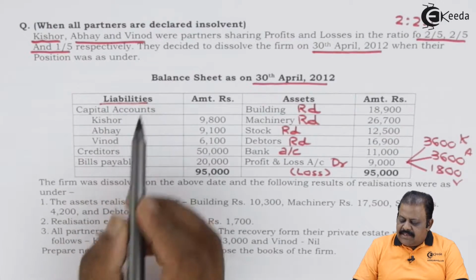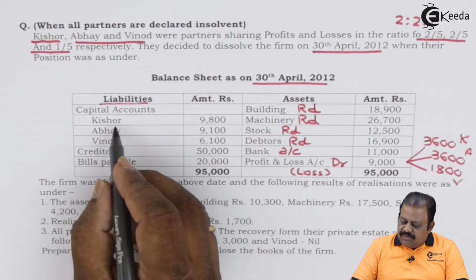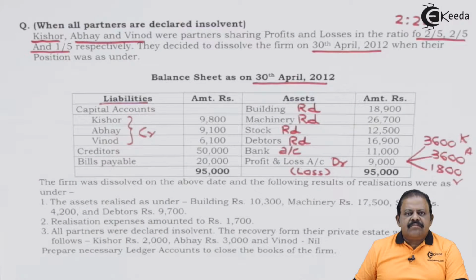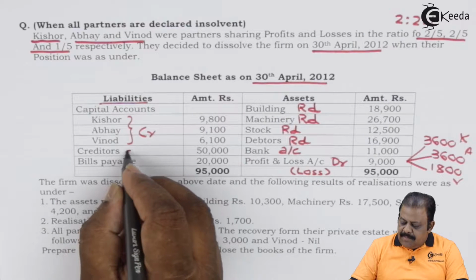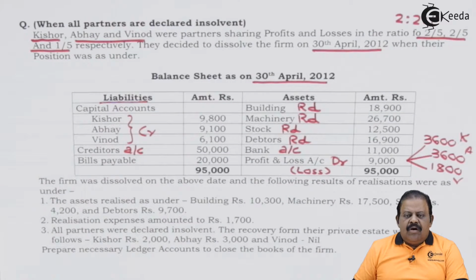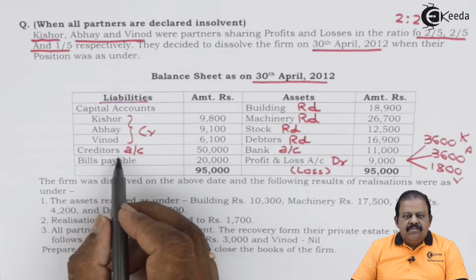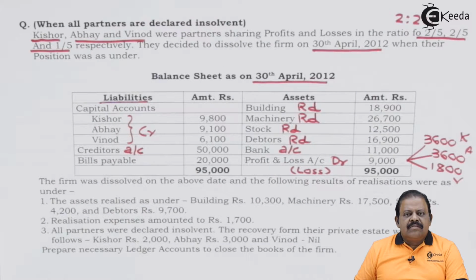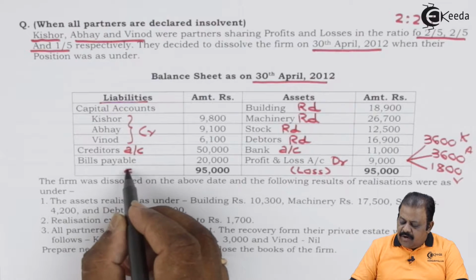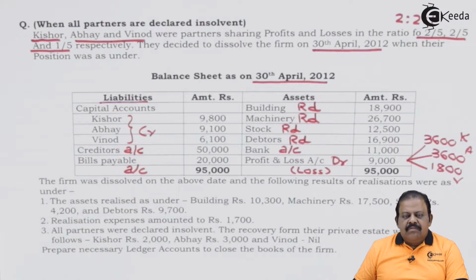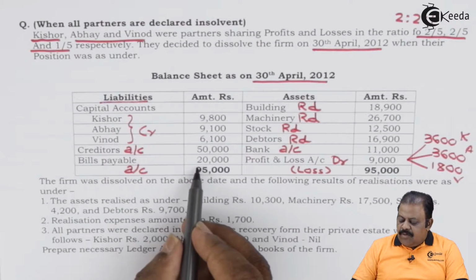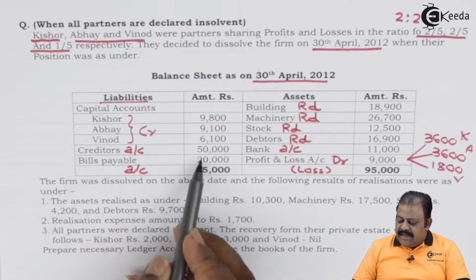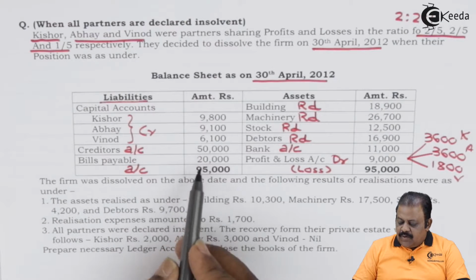Let us move to liabilities. Capital accounts of Kishore, Abhay, Vinod, capital account credit. Creditors, a separate account will be opened. On the credit side of this account we will show the opening balance by balance brought down 50,000. Bills payable, a separate account will be opened where the credit side will be written by balance brought down 20,000. The firm has two liabilities, creditors and bills payable, 50,000 and 20,000.